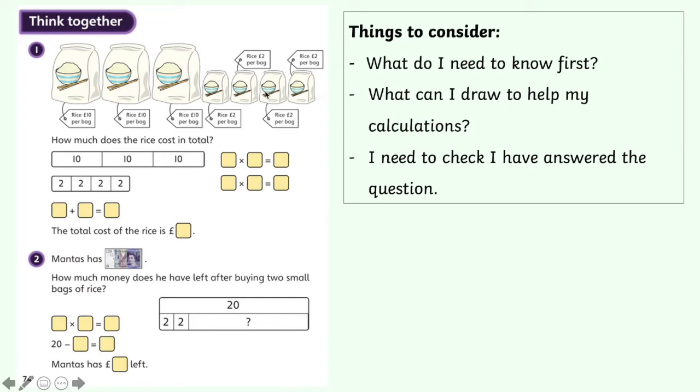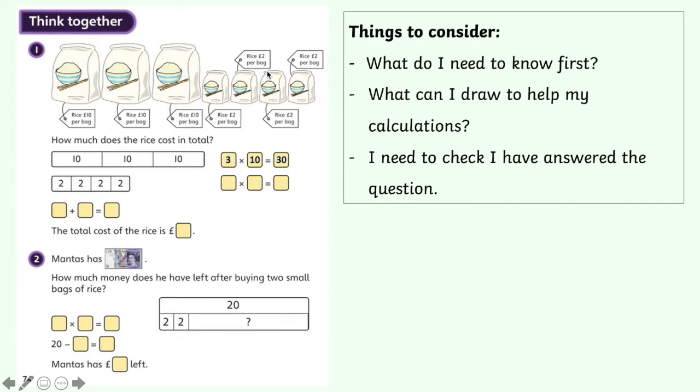Because I've got big and small bags, I'm going to start off working out how much the big bags cost, because these are £10. I can draw this in a bar model really easily, 3 lots of 10, and I could write that as a calculation. 3 times 10 equals 30. I could even just count up in tens, 10, 20, 30. That's a simple way of doing it. So that's how much the big bags cost.